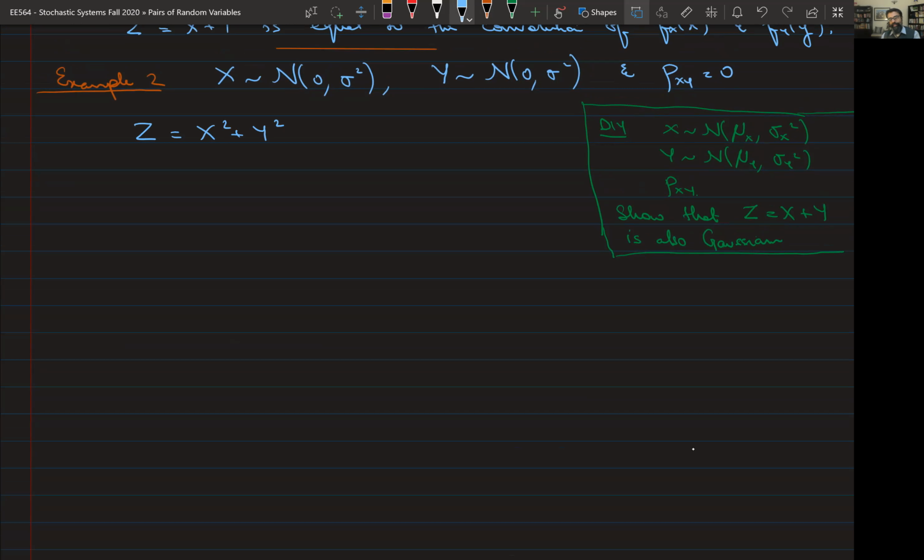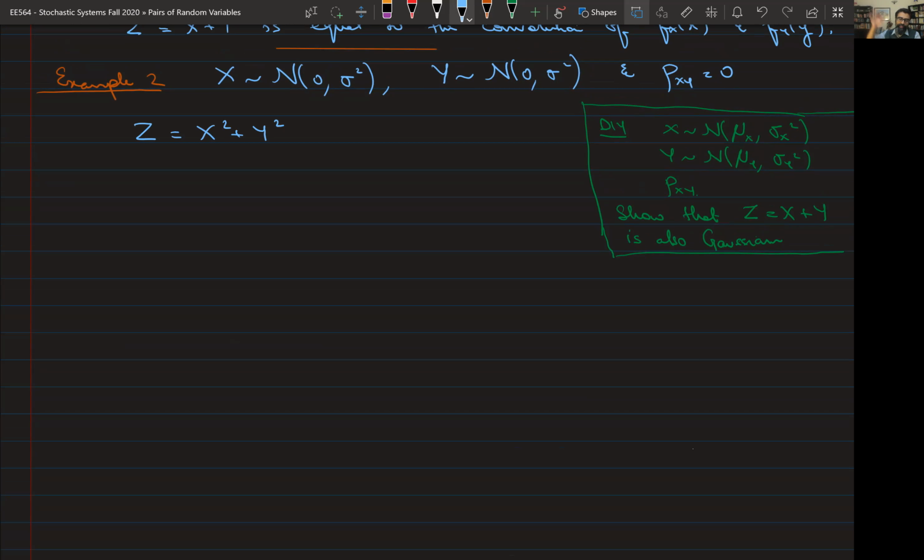Which basically would mean what, Kitty? Let's say there's a robot with an X coordinate and a Y coordinate. You know that the X coordinate is Gaussian distributed with 0 mean, and the Y coordinate is Gaussian distributed with 0 mean. You're required to find the PDF of the squared distance of the robot from the origin, which is z equals x squared plus y squared, right?